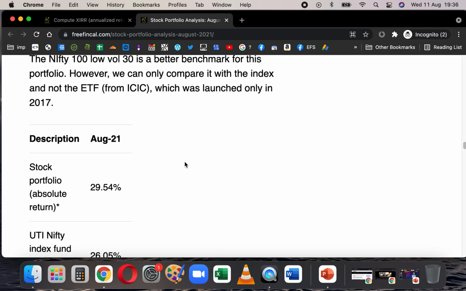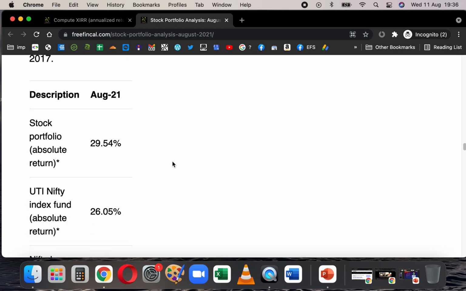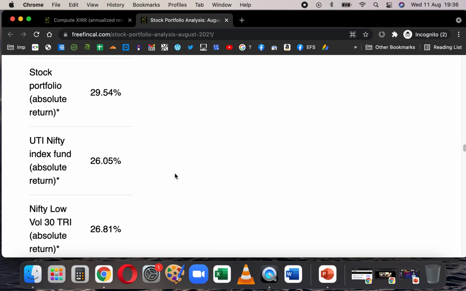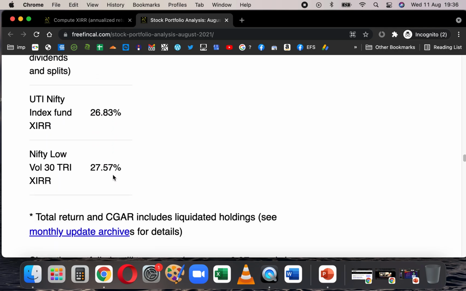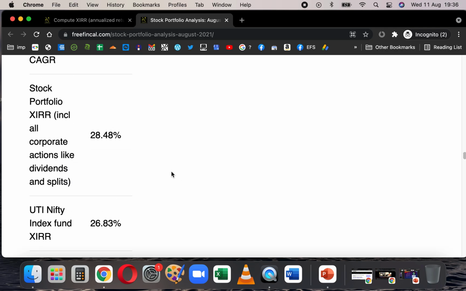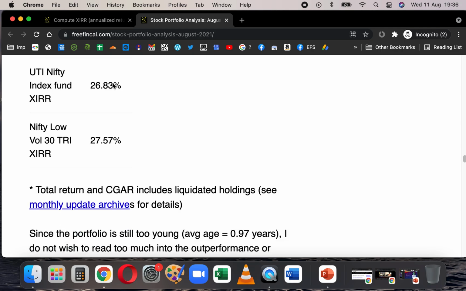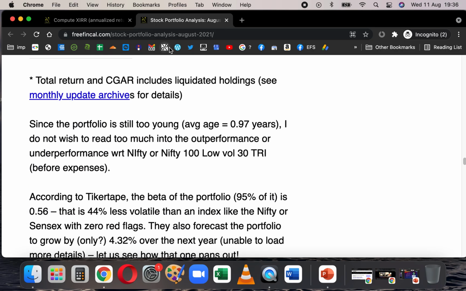Now, the stock portfolio has an absolute return of 29.5%. The UTI Nifty 50 index fund has an absolute return of 26%. And the Nifty 100 Low Volatility 30 index has an absolute return of 26.81%. So obviously the associated XIRRs and CAGRs will also be higher. I don't want to go too much into it. It's just that at the moment, the stock portfolio is doing rather reasonably well, I would say.